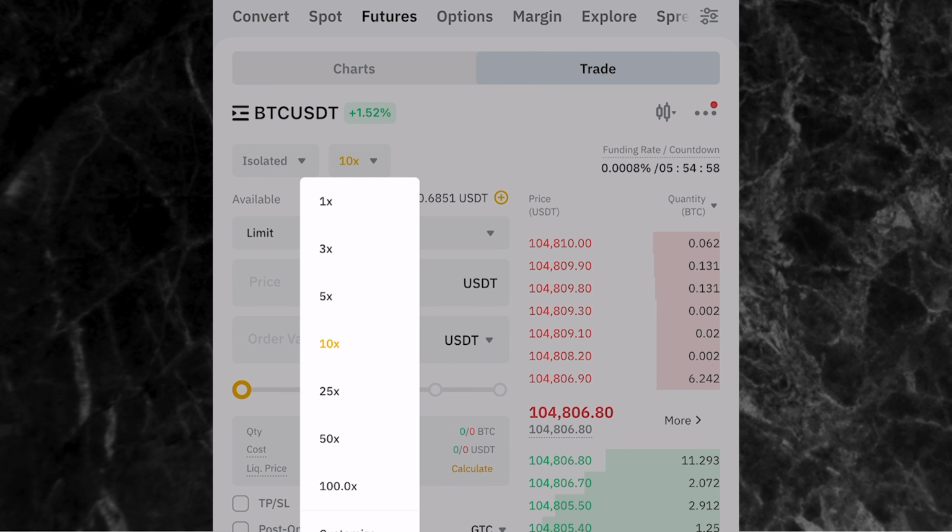So you can see you have from 1x leverage to as high as 100x leverage. Now, what is the meaning of this leverage too? A lot of beginners don't understand what this leverage is all about. So let me explain to you, and please listen attentively.